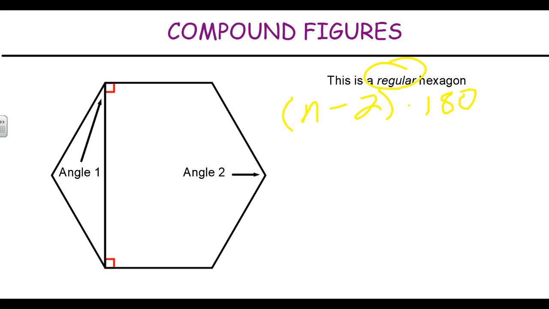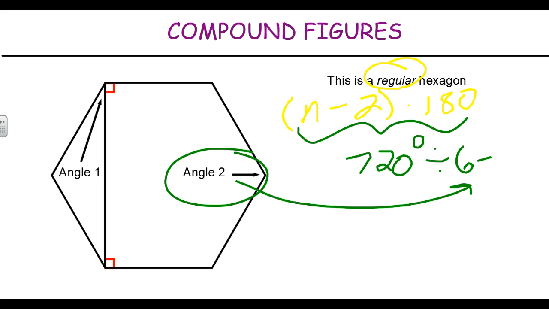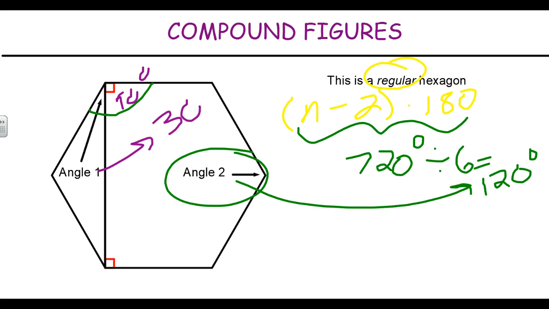So plugging 6 in for n here, we end up with 4 times 180, which is 720 total degrees in the hexagon. Divide it by 6 to get that each angle, including angle 2, has to be 120 total degrees. That means for angle 1 up in the upper left-hand corner, this angle here that's outlined in green is 120 degrees. We already have 90 degrees, so angle 1 is 30 degrees.